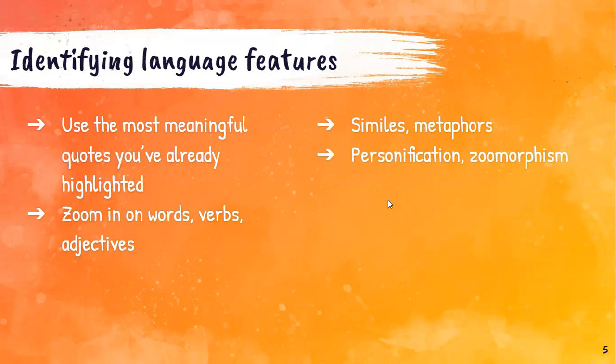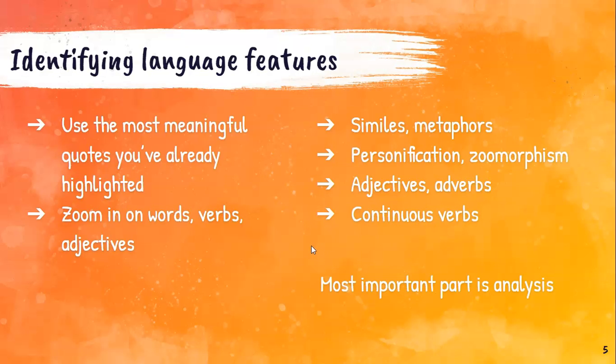Personification, zoomorphism, in that the writer is comparing her to a bird quite a lot of the time. Adjectives and adverbs: we've got "enthusiastically," an adverb there, and continuous verbs, we've got "fluttering," "chuckling." The most important part is the analysis. It's what I'm going to say, or what you're going to say about those quotes.